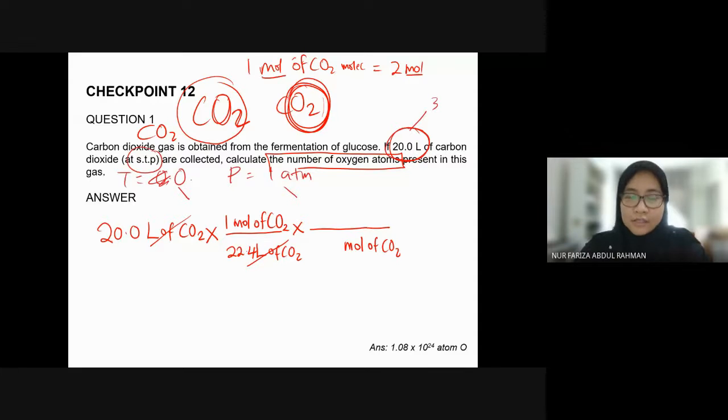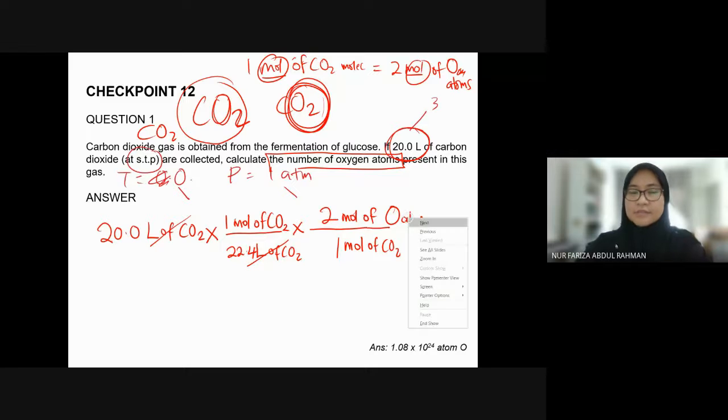If you are using 1 molecule of CO2, then here it should be atoms: 2 atoms of oxygen. So we have mole here, and this should be mole of oxygen atoms. Not O2, oxygen atoms. So this is also our conversion factor. For 1 mole of CO2, there are 2 moles of oxygen atoms.